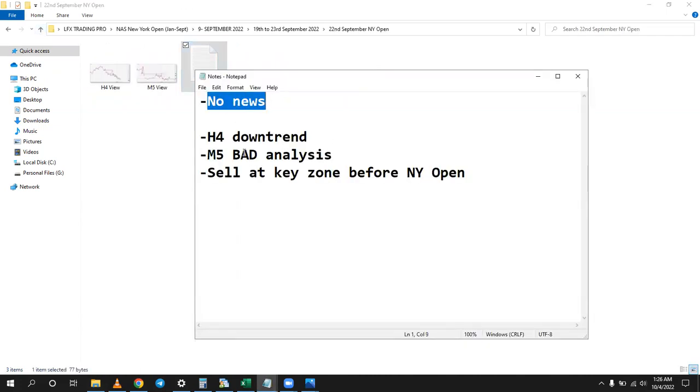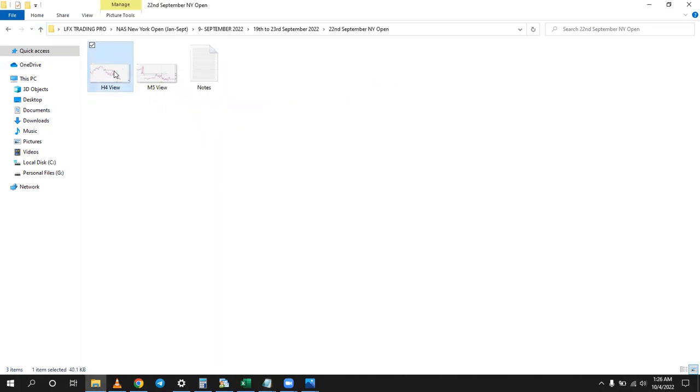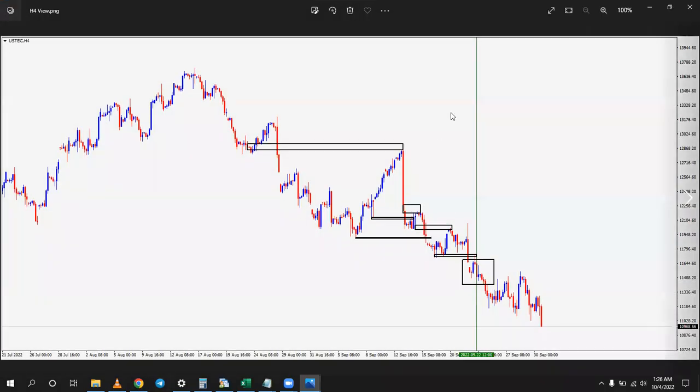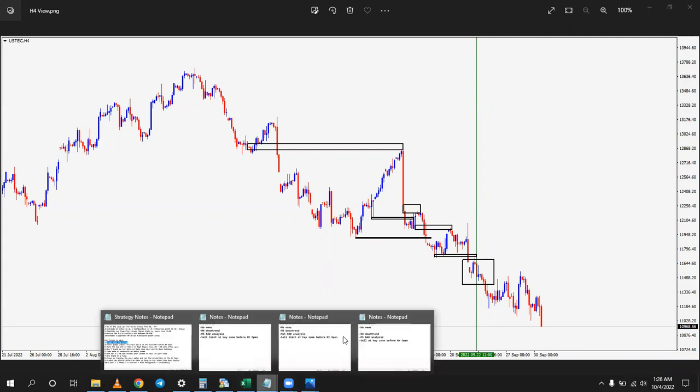22nd, no news. We had a downtrend on our H4, as you can see. Look at the H4 time from here. Now look on the left-hand side of this vertical line. The bias was just a clear downtrend, meaning we had to look out for a sell setup in the lower time frame.